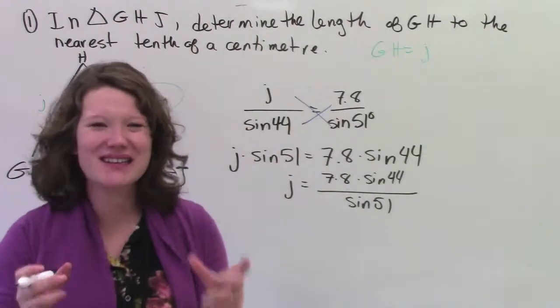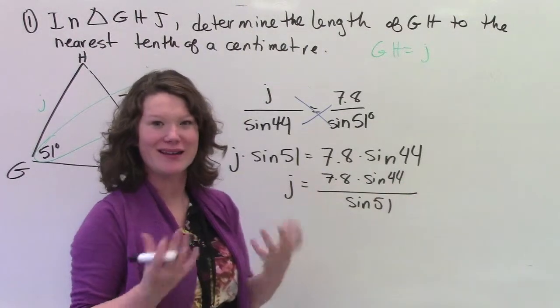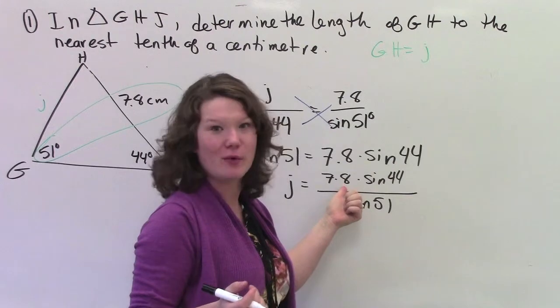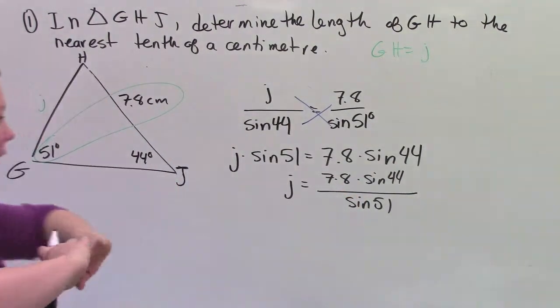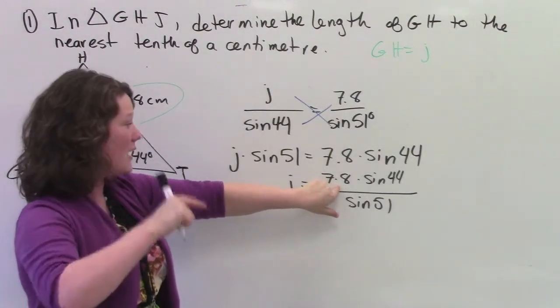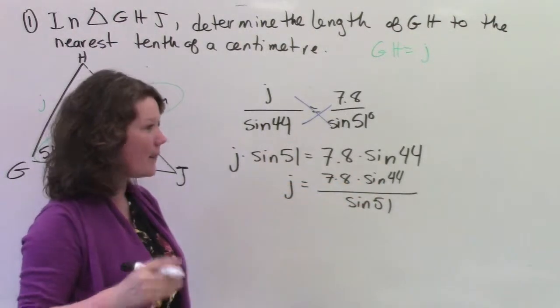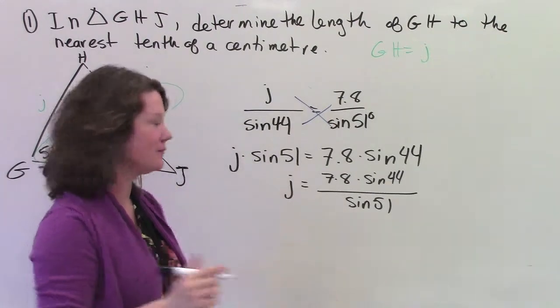Can I just give you a little helpful hint? You don't want to type sine 44 times 7.8, because do you know what it's going to find the sine of? 44 times 7.8. So the way that I get rid of that problem entirely is to write the length first. I type in 7.8 times sine of 44, close bracket, divided by sine of 51.